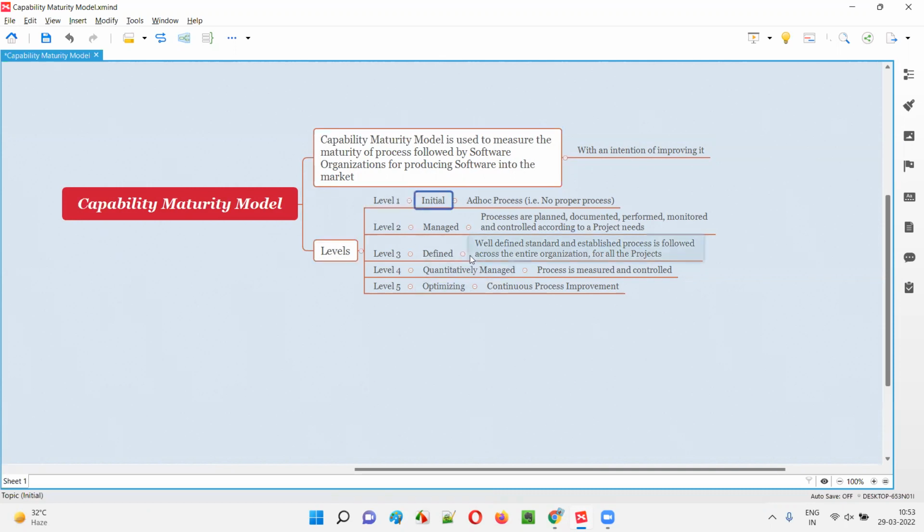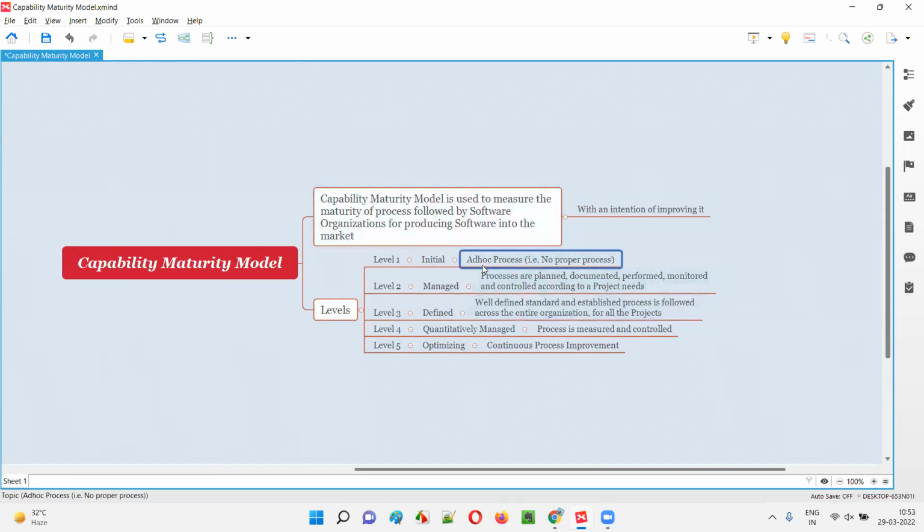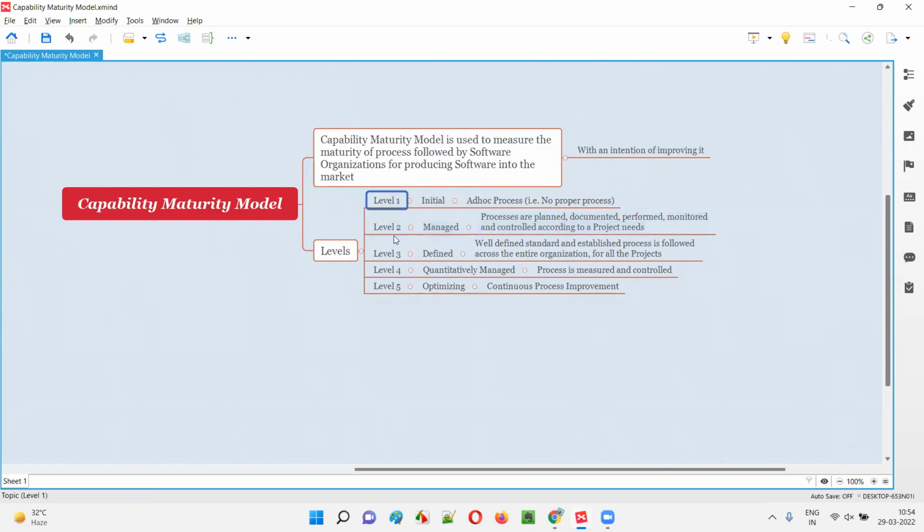Level 1 means initial. If the software organization is following an ad hoc process for producing the software into the market, there is no proper process here. In that case, we can call the CMM level of that particular organization as level 1.